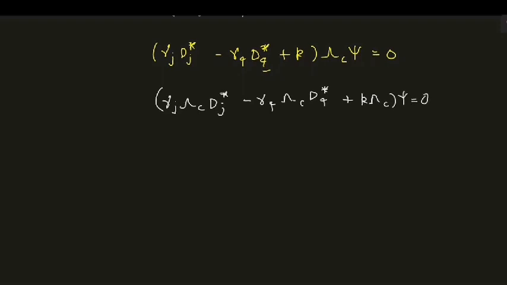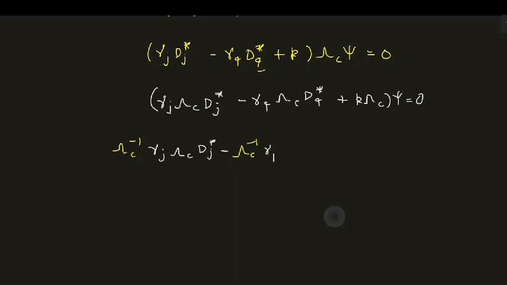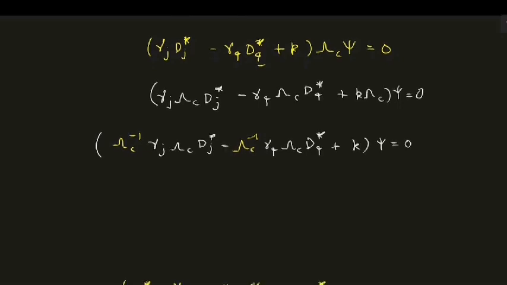ठीक है. अब एक और ऑपरेशन परफॉर्म कर सकते हैं हम, लैम्डा सी इनवर्स से मल्टीप्लाई कर सकते हैं. ठीक है. लैम्डा सी इनवर्स इंटू गामा जे इंटू लैम्डा सी डी जे स्टार, साथ में आपको मिलेगा माइनस ऑफ lambda c inverse into gamma 4 to lambda c into d4 star plus of the lambda c inverse and lambda c will be equals to 1, so you will simply have plus of kappa into I equals to 0. Fine.